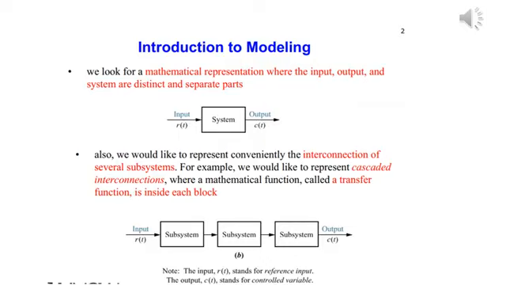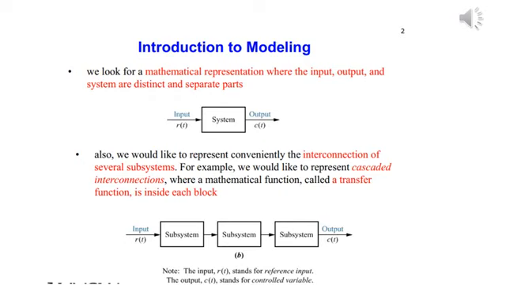So we look for the mathematical representation where the inputs and outputs and the system are distinct and separate. Also, we would like to represent conveniently the interconnections of several subsystems. For example, we'd like to represent cascade interconnections where a mathematical function called a transfer function is inside each block. So we may have another system which has three subsystems.